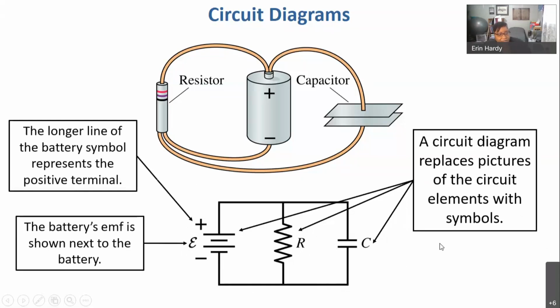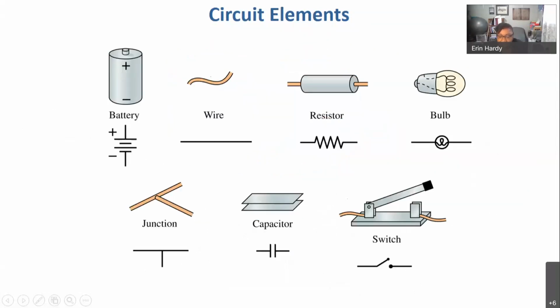Okay, yeah, so just some more things I already stated about how you can tell the difference between a battery symbol and a capacitor symbol, and then the meaning of this script E, that's the EMF for the battery.